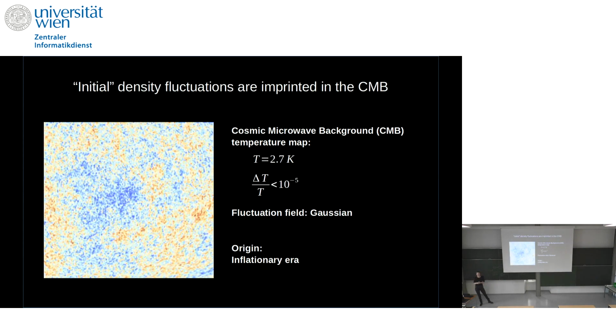And basically what that gives you is the initial density perturbations. So you will have some, maybe here in blue, slightly underdense regions, or you have some overdense regions. Today the cosmic microwave background has an average temperature of 2.7 Kelvin, and the fluctuations are really small. And more or less the fluctuation field is roughly Gaussian. So how do we form structures from this?